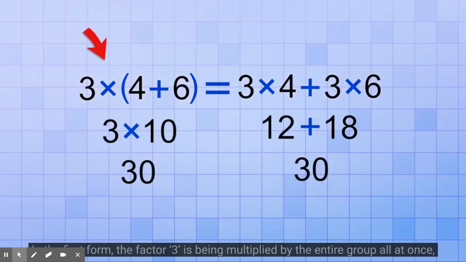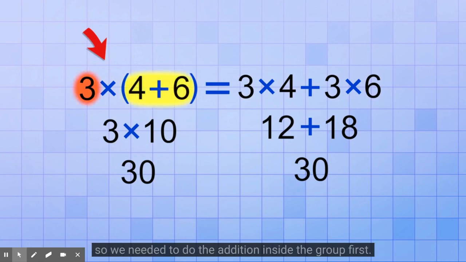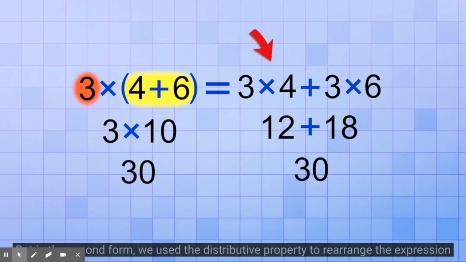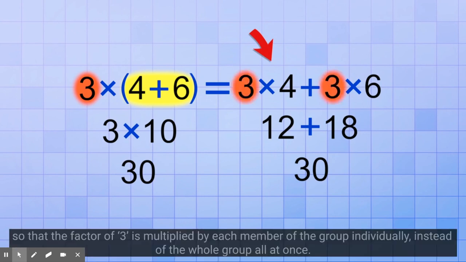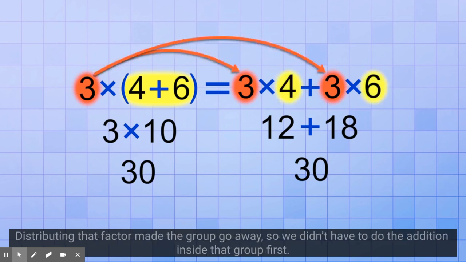In the first form, the factor 3 is being multiplied by the entire group all at once. So we needed to do the addition inside that group first. But in the second form, we use the distributive property to rearrange the expression so that the factor of 3 is multiplied by each member of the group individually instead of the whole group all at once. Distributing that factor made the group go away, so we didn't have to do the addition inside that group first.